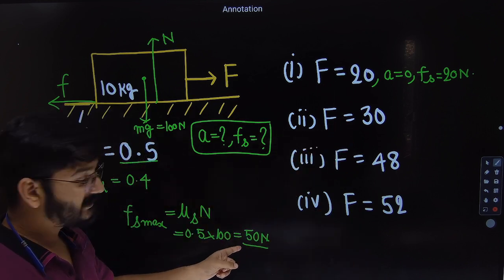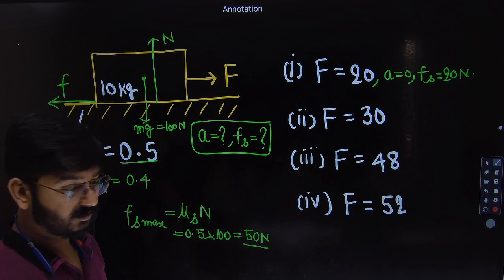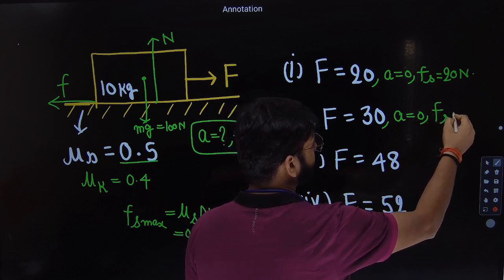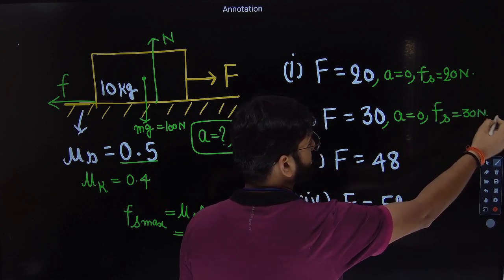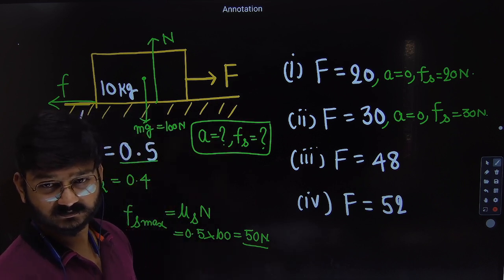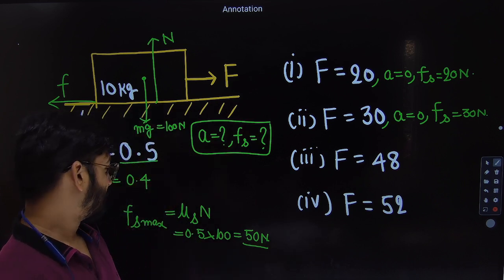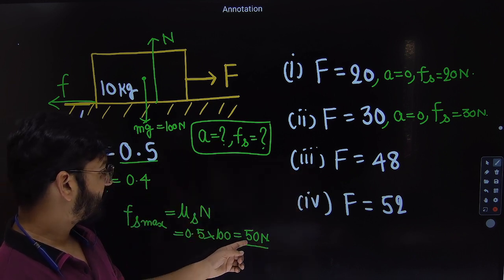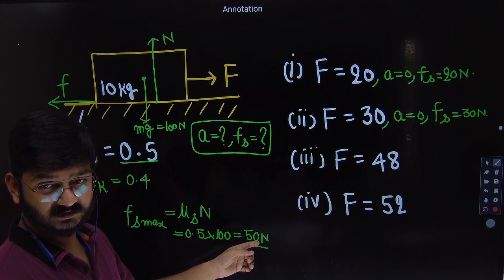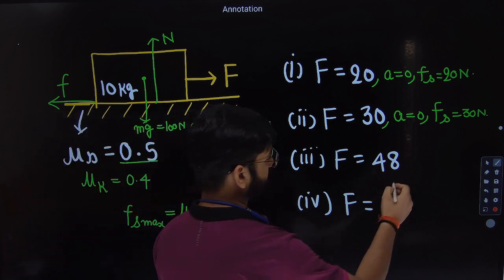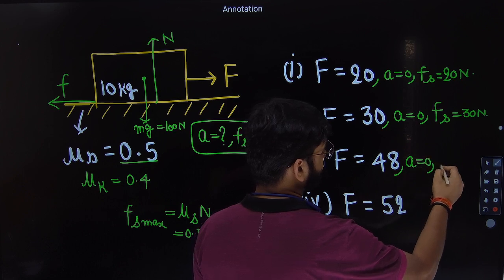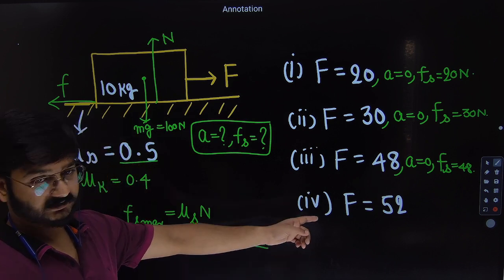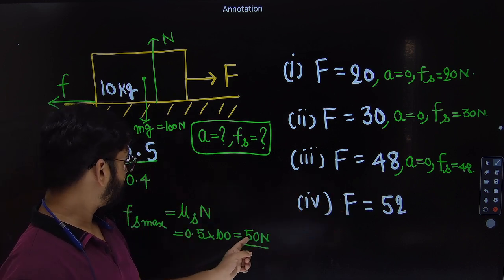30. Less than Fs max. Will the object move? No. So what will be the static friction? Same as 30. Now what is the external force? 48. Is it less than 50 or more? Less. Will the object move? And what will be the static friction? 48. Now the fourth case. The external force is greater than Fs max.